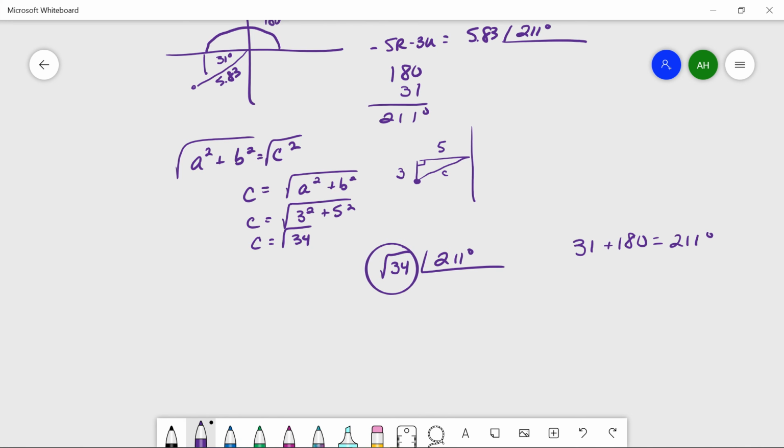But as far as solving for this number out here, I could have done it using sine like I did, or I could have done it by using the Pythagorean theorem. I've got there the square root of 34, and the square root of 34 equals 5.83, which is the same amount that we came to up here. So either one of those ways works. Just another little option for you there. And that brings us to the end of lesson 59.